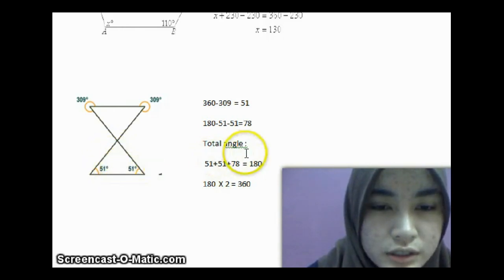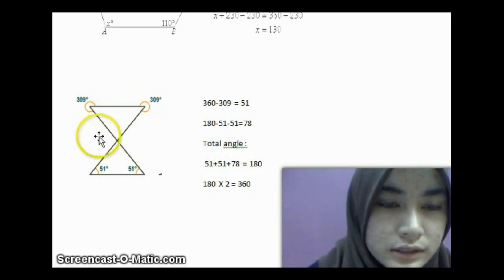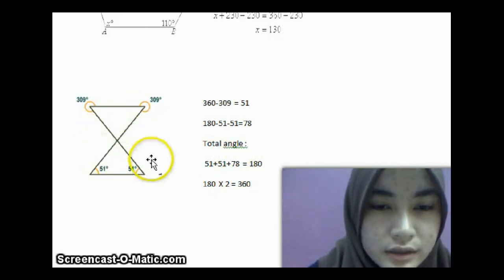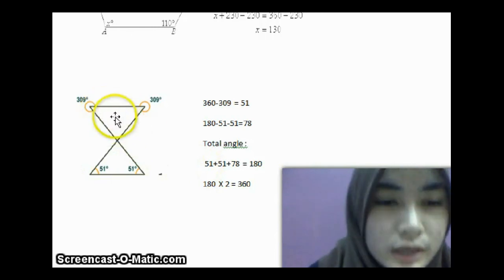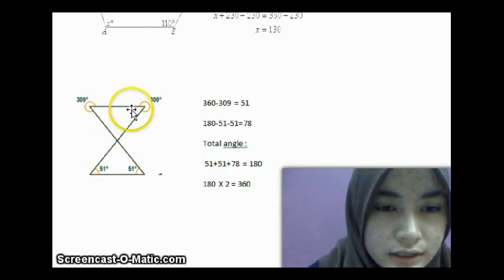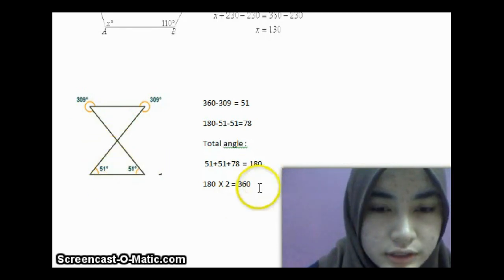So it is proven that the total angle for the quadrilateral is 360 because when we add up all the angles here, we can get 360 degrees.